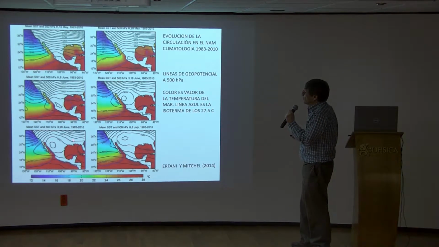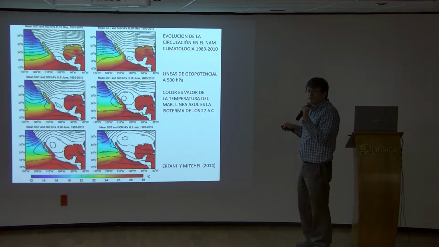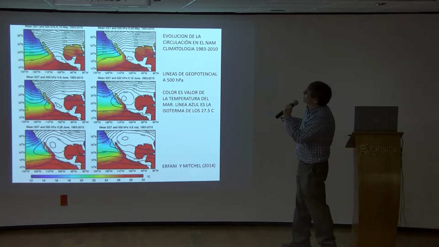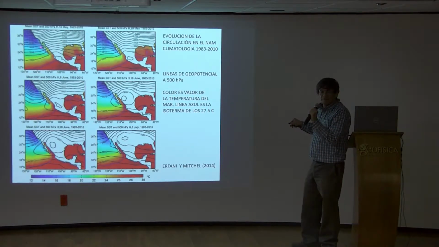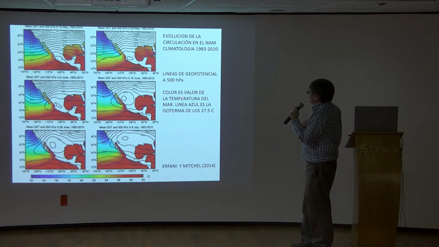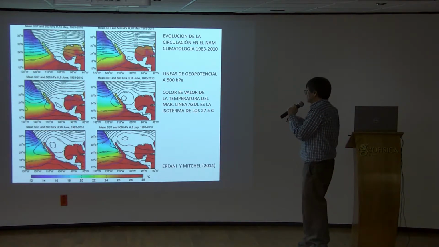So all of this part gives you the 500 millibars, or 500 hectopascals. That's 5,000 meters, more or less. That's why you see these labels like 5,000. The point is just to show this is the evolution of the monsoon in Mexico.